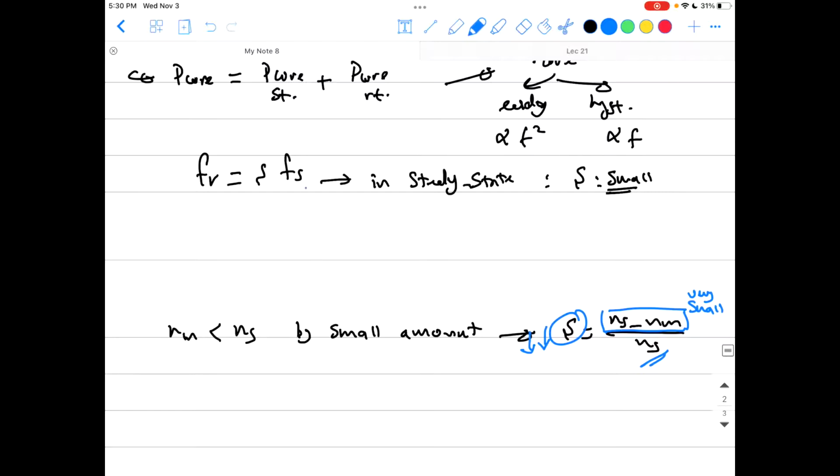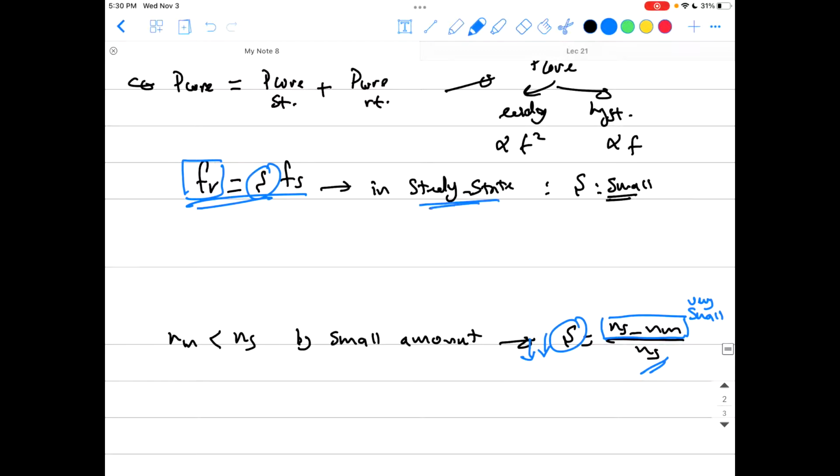So if you look at this again, this slip value is very small. That means the frequency of the rotor is very small in the steady state, and the steady state is where we are looking at most of the time, because that is the state where our motor is working most of the time. We're not all the time concerned about the transient periods, but most of the time we're looking at the steady state period, okay?